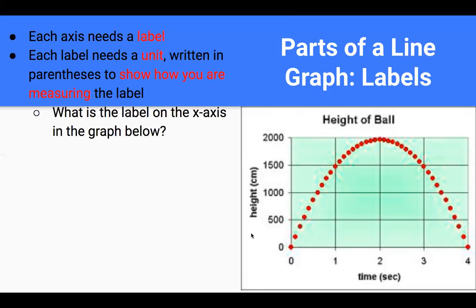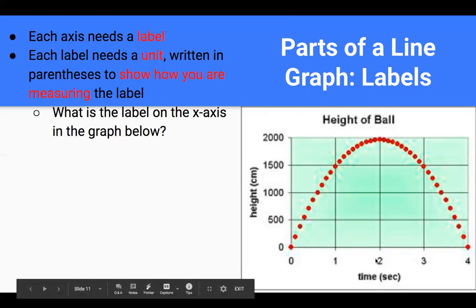So let's take a look at some labels and units. First question, it says, what is the label on the x-axis? Now remember, x is horizontal. So take a second, try and figure out what is the label. If you said it is time, then you are correct.